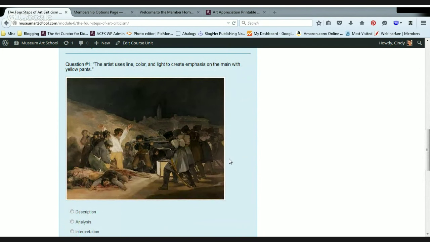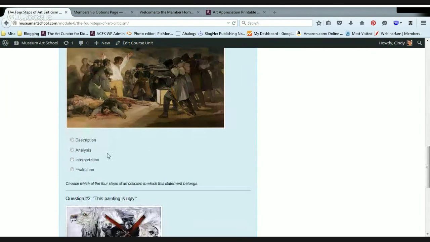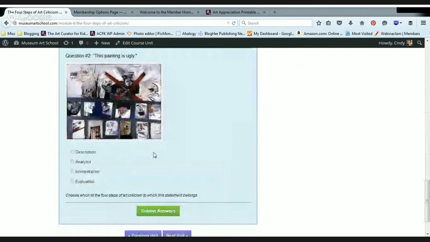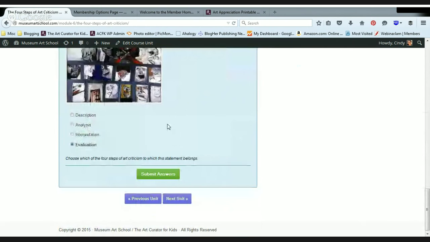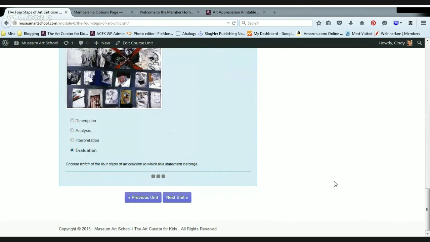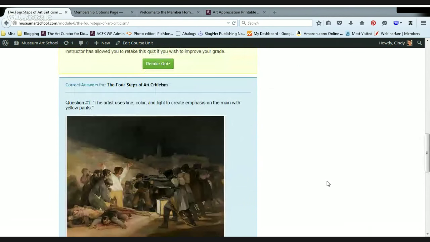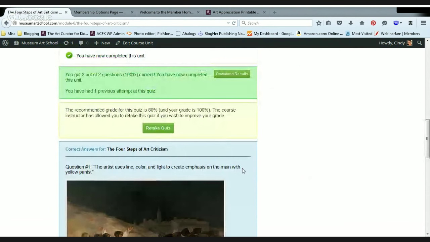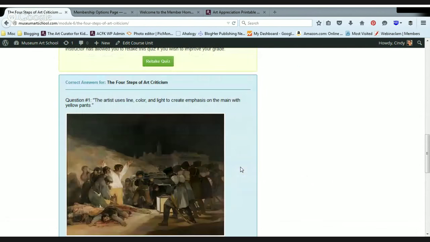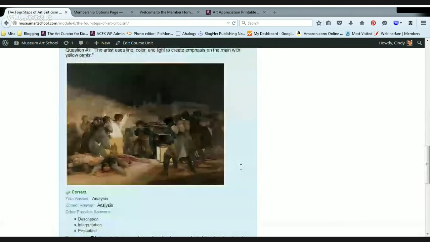With art history, they'll get quizzes where they're tested on the material they've learned, but there's also a lot of assignments that are thinking exercises like this one. So this is just an example. They would click on their answers. I'm just going to pick random ones because I didn't read the statements. Then they click submit answers, and they can see how they did. I got the right ones and I didn't even read them.